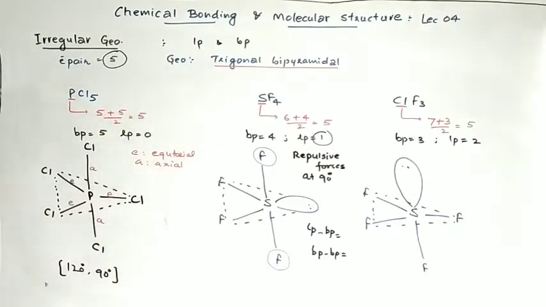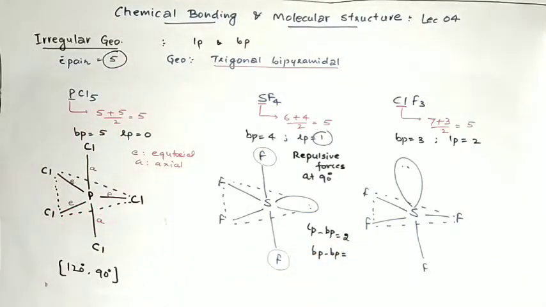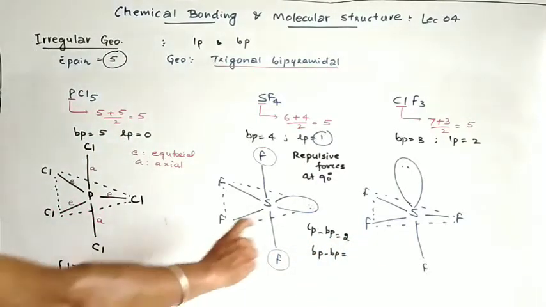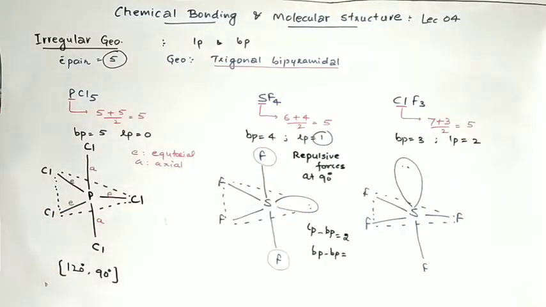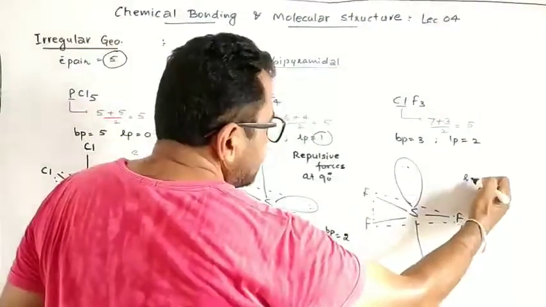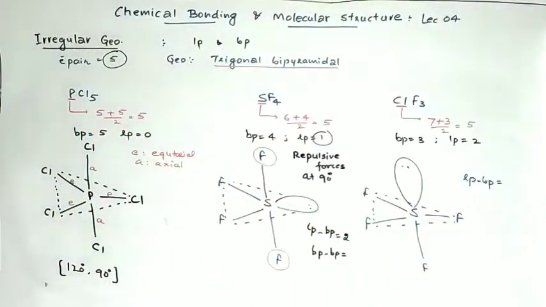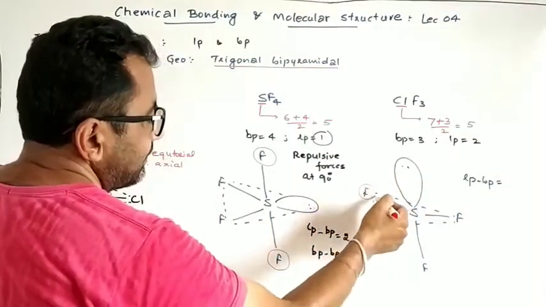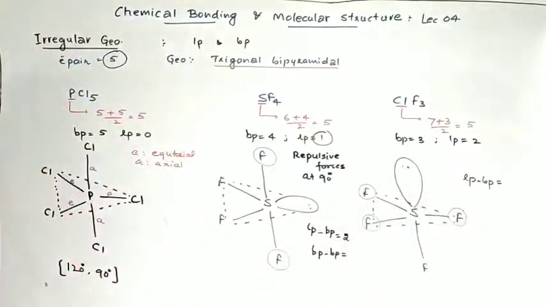So you can see there are 2 lone pair-bond pair repulsions. One repulsion is here, second repulsion is here. 90 degrees. Why 90 degrees? Because we will choose 90, this is the minimum angle. In this case, lone pair-bond pair repulsions are 3. You can see this is the lone pair, this fluorine, and this fluorine, all are at 90 degrees of the lone pair.